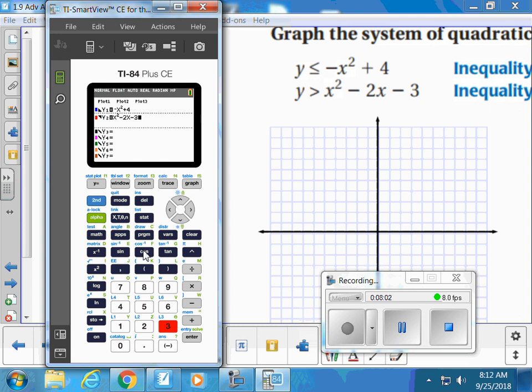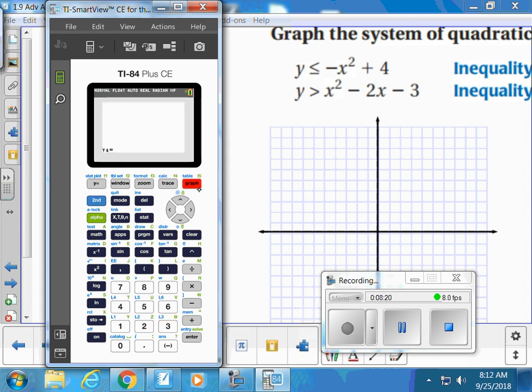So I'll leave that up there so you can see how I've inputted my equation. The first one was shade below with a solid line. This will be a solid line, shade below. This will be a dotted line, shade above. One will be an upside down parabola, one will be a right side up parabola. Let's do our best job at sketching it.